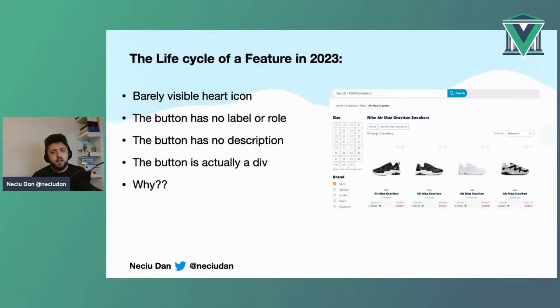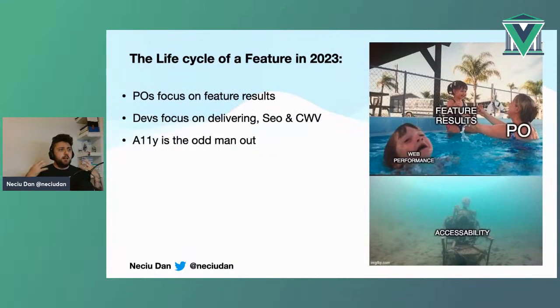So why is that? The reality is that in the life cycle of a feature, the PO usually focuses mostly on feature results, and the devs focus on delivering and maybe on some web performance because it's trendy right now. It impacts SEO, a little bit of core web vitals, but accessibility is the odd man out and usually left at the end. And what product doesn't realize is that by ignoring accessibility, they are missing out on a huge chunk of users.